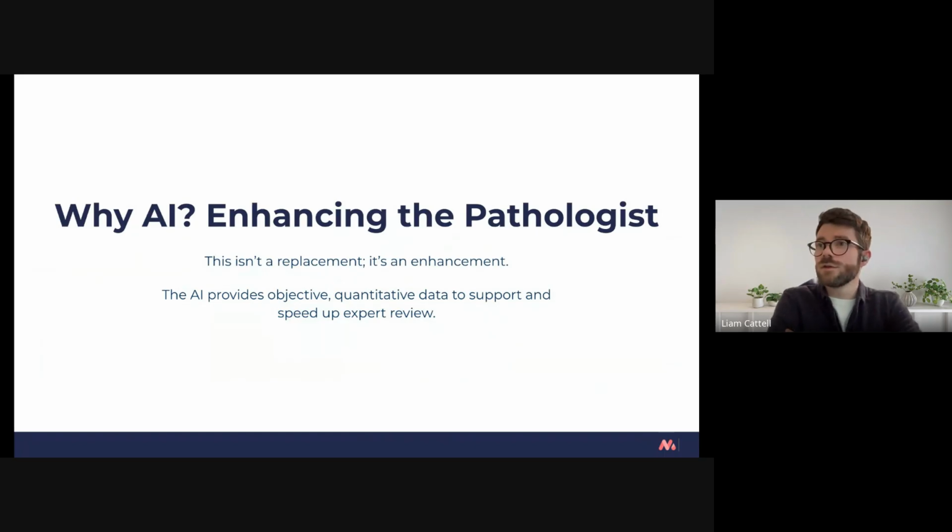All right, next slide. In the last few slides, I just want to go over why we're using AI. I alluded to it already, but really we want to enhance the pathologist. This isn't a replacement for a pathologist. Dr. Davis and her team have a huge amount of training and experience to draw on. Oftentimes clinical context is really helpful when making decisions, and that is not happening for the AI when it's just looking at a single slide. So it's not a replacement, it's an enhancement. But this AI can provide objective, quantitative data to support and speed up that expert review.